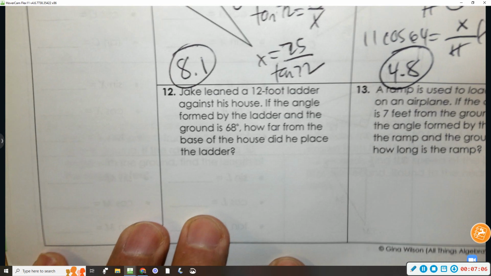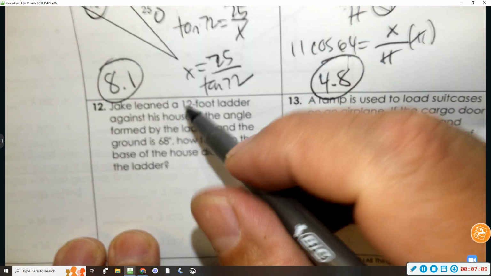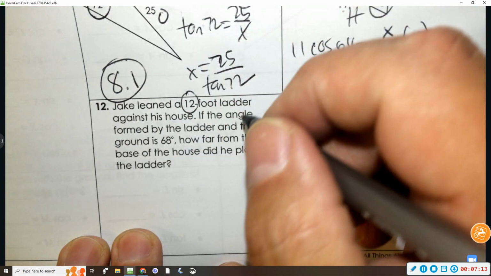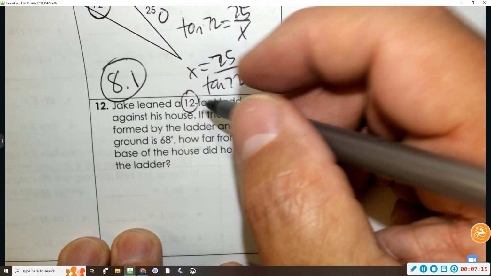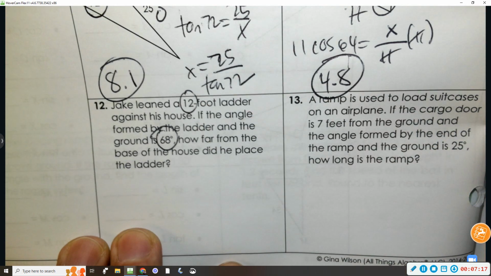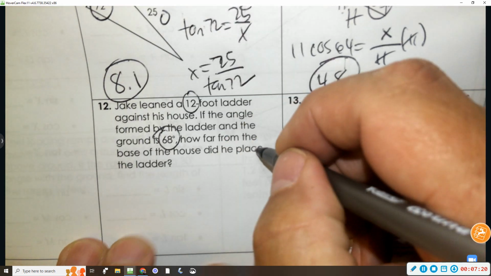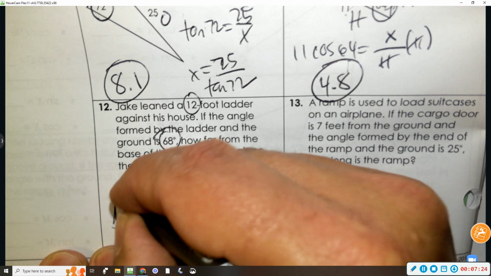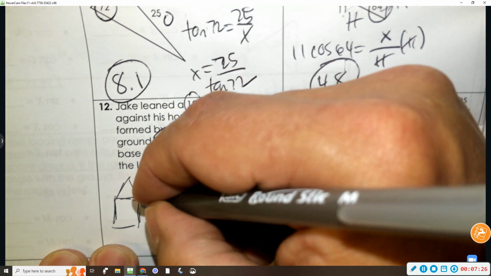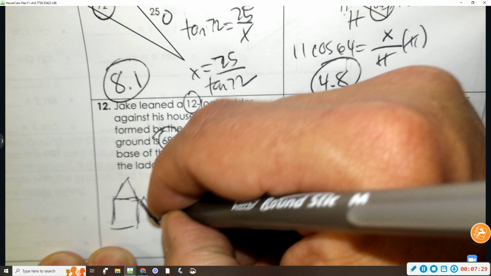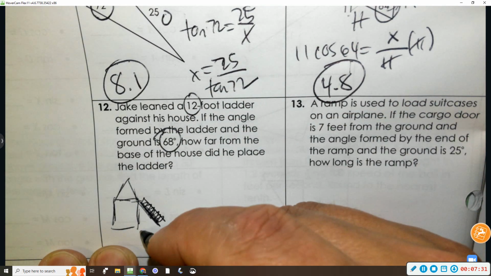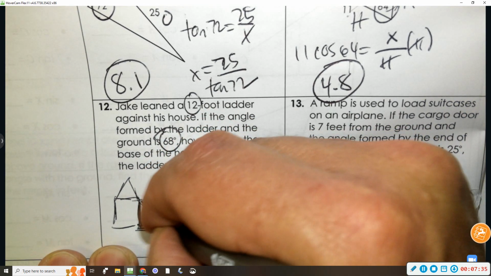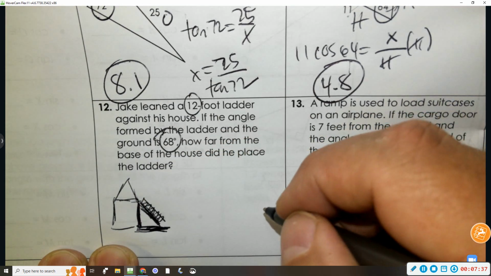All right, let's do some stories connected to trigonometry. Jake leaned a 12-foot ladder against the house. The angle formed by the ladder and the ground is 68. How far from the base of the house did he place the ladder? So I'm going to draw a house. And I'm going to draw a ladder leaning against that house. And the ground where the ladder and the house is, right there. And I want you to see a right triangle right here with the ladder and the house.